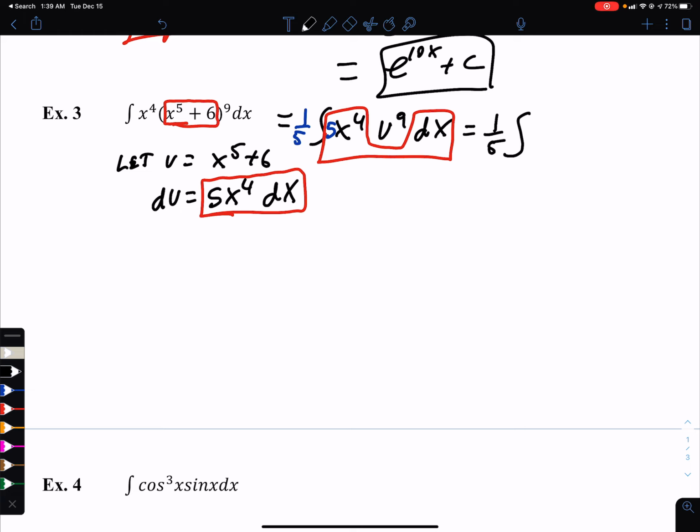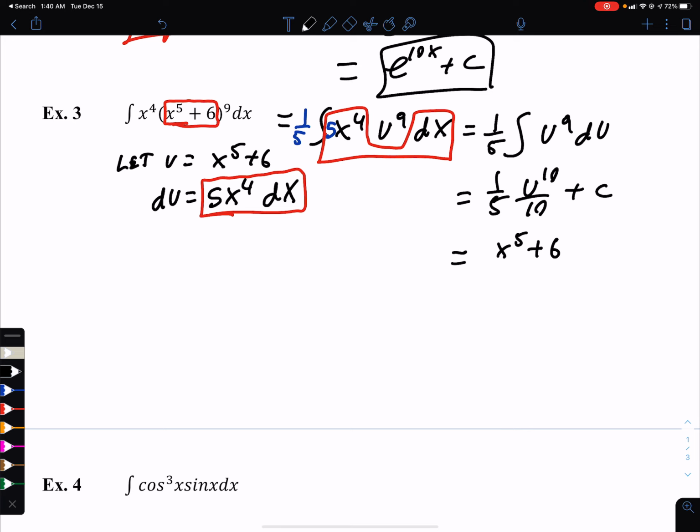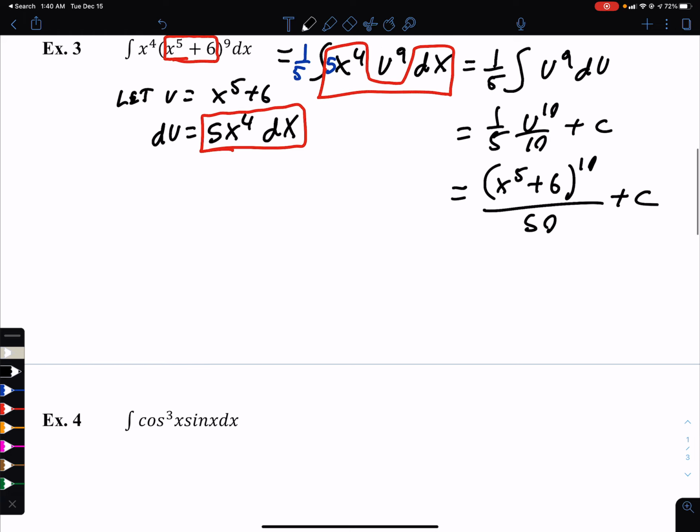The part in red is all replaced with du. So I have 1/5. I use the power rule. It's u to the 10th over 10 plus c. And now I replace u with x to the 5th plus 6. Whoa, that's not right. Plus 6. That's all to the 10th power. And on the bottom I have 50 plus c. So that will be example number 3. Let's keep going.